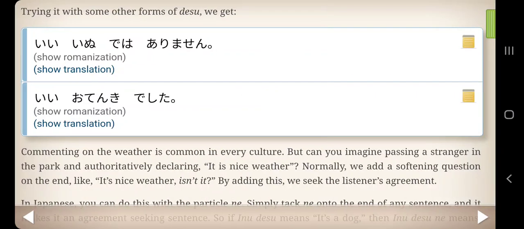Trying it with some other forms of desu, so we get ii inu dewa arimasen. Was it dewa? Ii inu dewa arimasen. I think that means this is a dog. Oh, it's not a good dog. I guess we have the ii and then like some negatives. Ii otenki deshita. Which I guess is, this is bad weather? Or it was good weather.